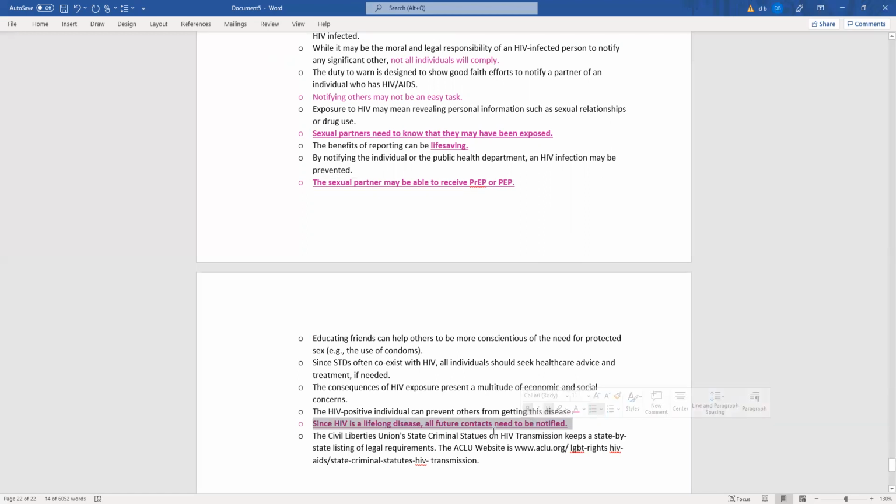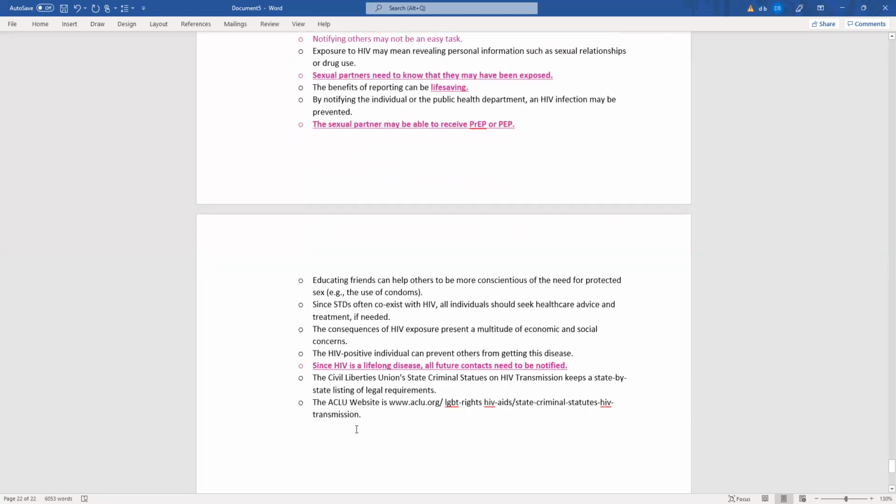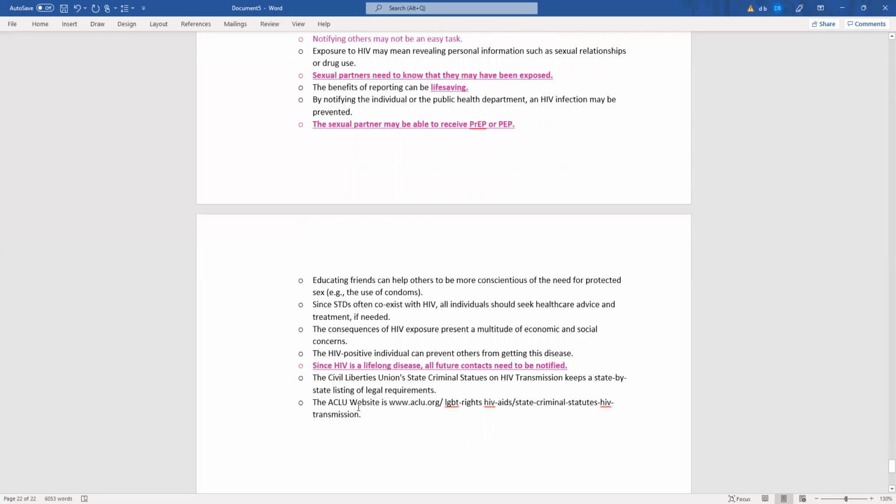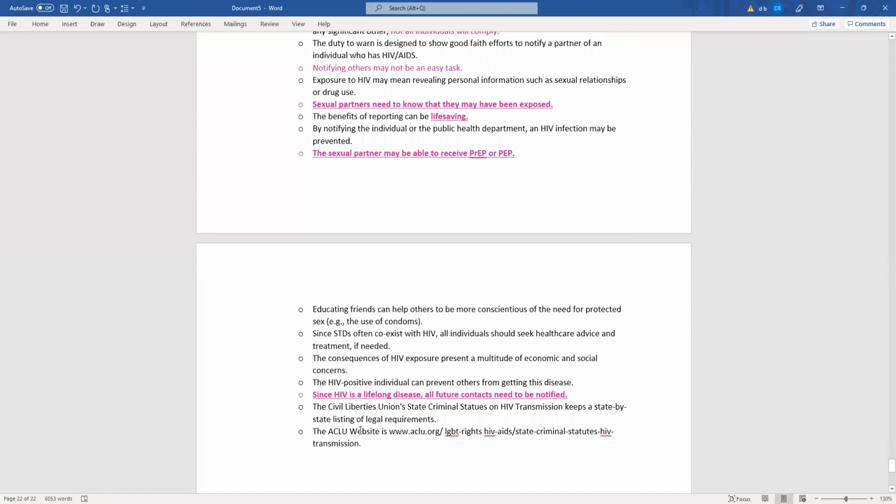The ACLU's state criminal statute listing on HIV transmission keeps a state by state listing of legal requirements. Go to their website and it will show you the criminal statutes on HIV transmission. I guess you can see people that have unfortunately given people this disease and not told them that they had it. So that's it, y'all. That's it for this one.